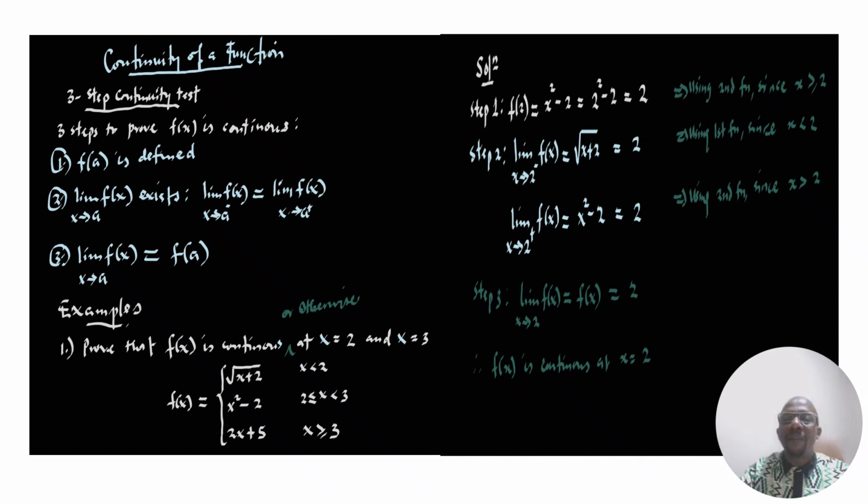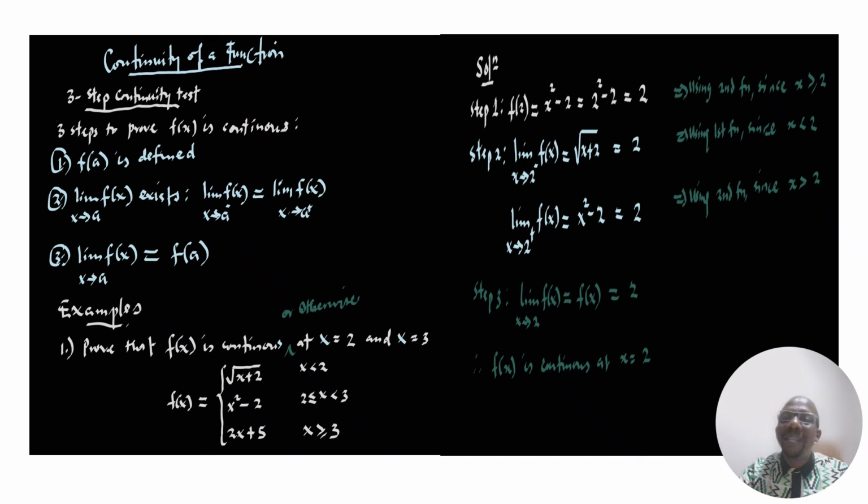The solution is here. You can see step 1, f of 2. You see how we are using the function. We use the second function since x is greater than or equal to 2. F of 2 means x is equal to 2, so that is what we use: the second function, where x is greater than or equal to 2. The only way x is equal to 2 is in the second function. That's why we're using the second function here.